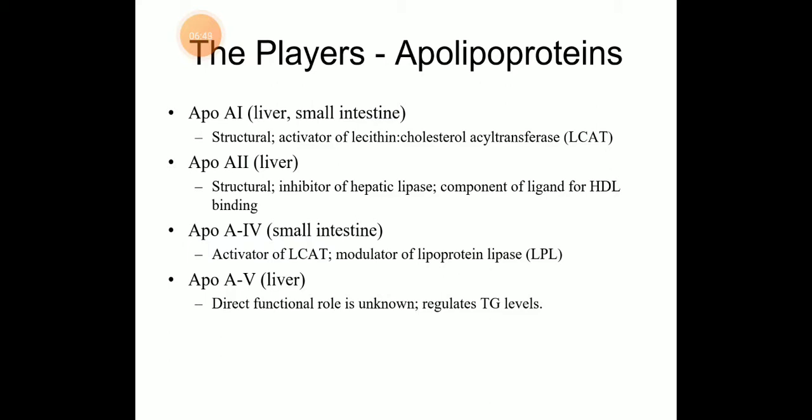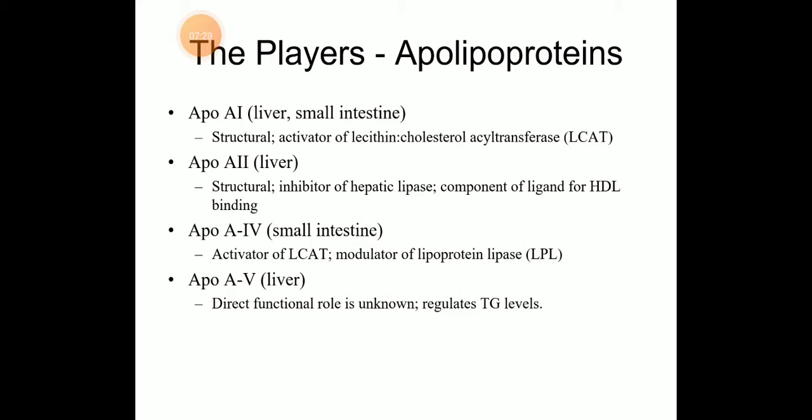Now, these apolipoproteins are also playing the role of key players, and this is basically the principal route by which the dietary fat is transported, and these players come into the picture when we describe the exogenous pathway. There are some apolipoproteins of chylomicrons which include ApoA1, which is present in the liver and small intestine. They are activators of LCAT, that means lecithin cholesterol acyl transferase.